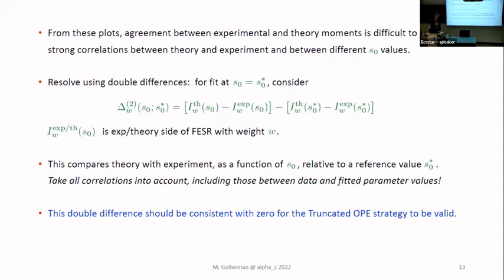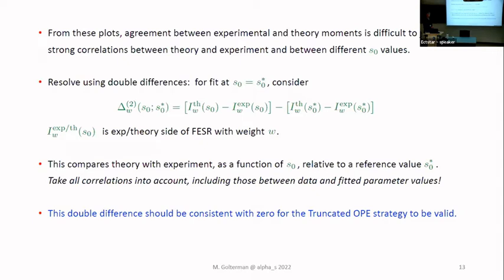And you do that relative to the point where you did the fit, right? So this double difference, by construction, when you go to S0 equals S0 star, is going to be equal to 0, okay? Because that's where you did the fit. You declare that the fit was correct and fine, and you only look at the consistency in the functional behavior as a function of S0 above the point where you did the fit. So this double difference should be consistent with 0 if the truncated OPE approach is to be valid.